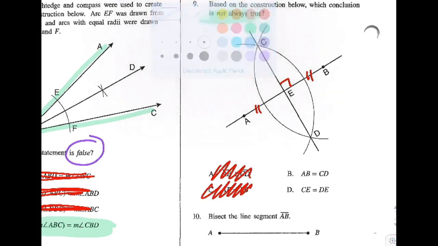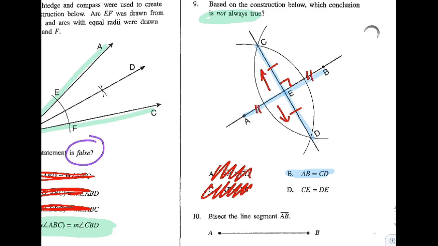AB, though, and CD, those 2 distances, have nothing to do with one another. They'll be bisected, but they don't have to be the same size. One could be far longer than the other. So that's the one that isn't true. The last one, CE and DE, those will be bisected as well. That distance, the top half of the fish and the bottom, will be the same as each other. So that is always true. But AB and CD are not necessarily always the same length. In fact, rarely will be.